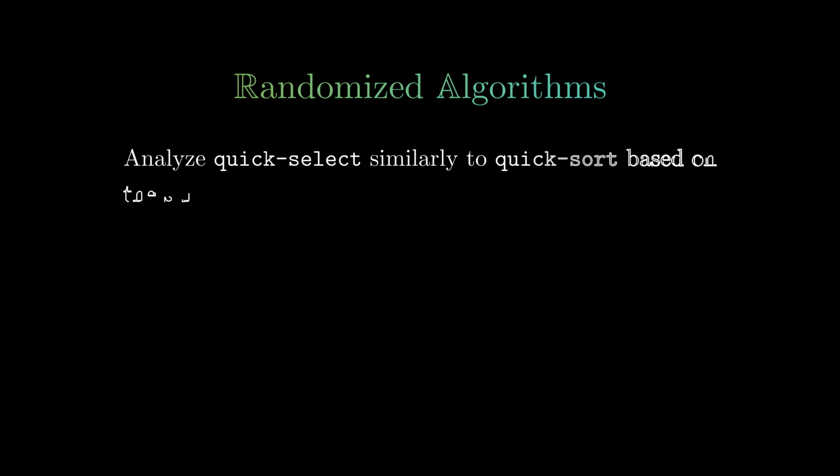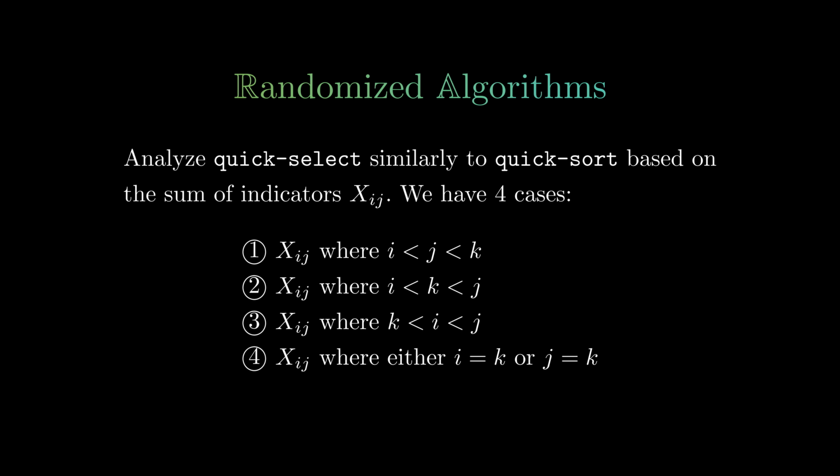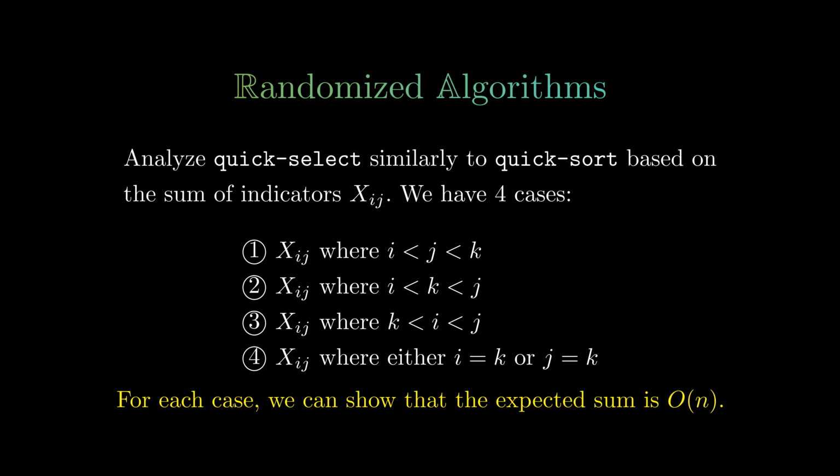We can analyze quickselect similarly to quicksort based on the sum of indicators x_ij. We reduce to a separate analysis for each of the following 4 classes of pairs. For each case, we can show that the expected sum is O(n).